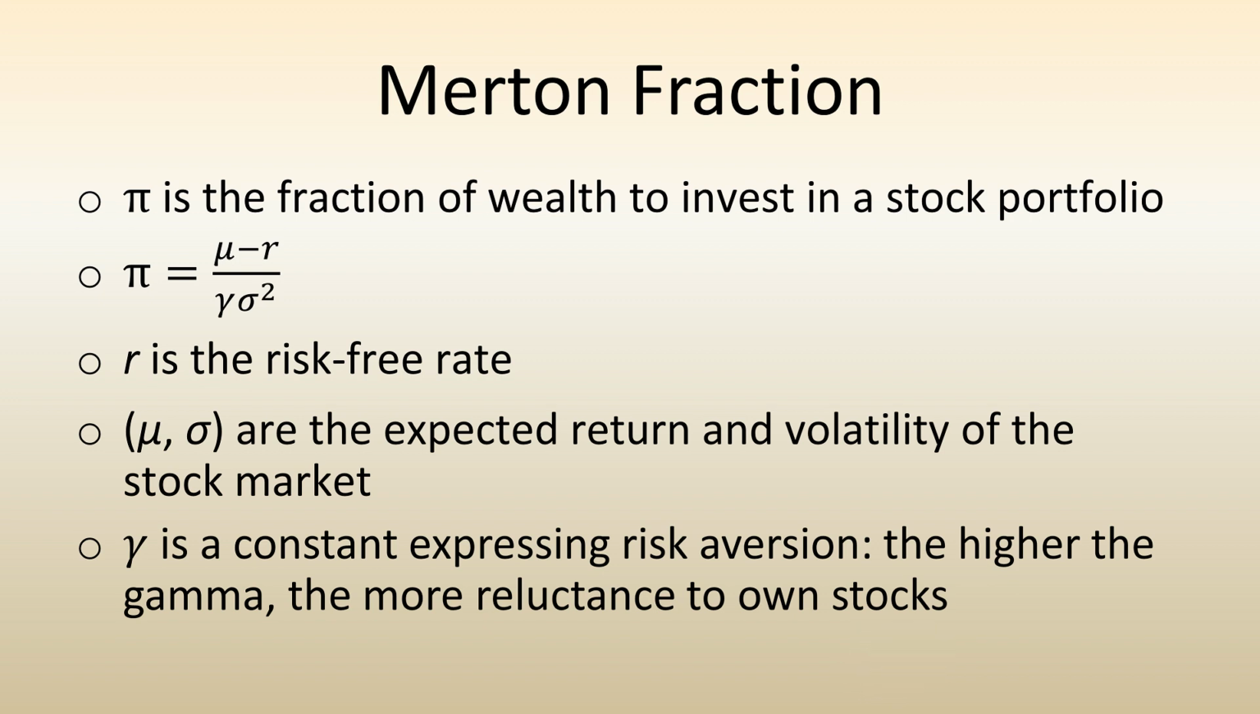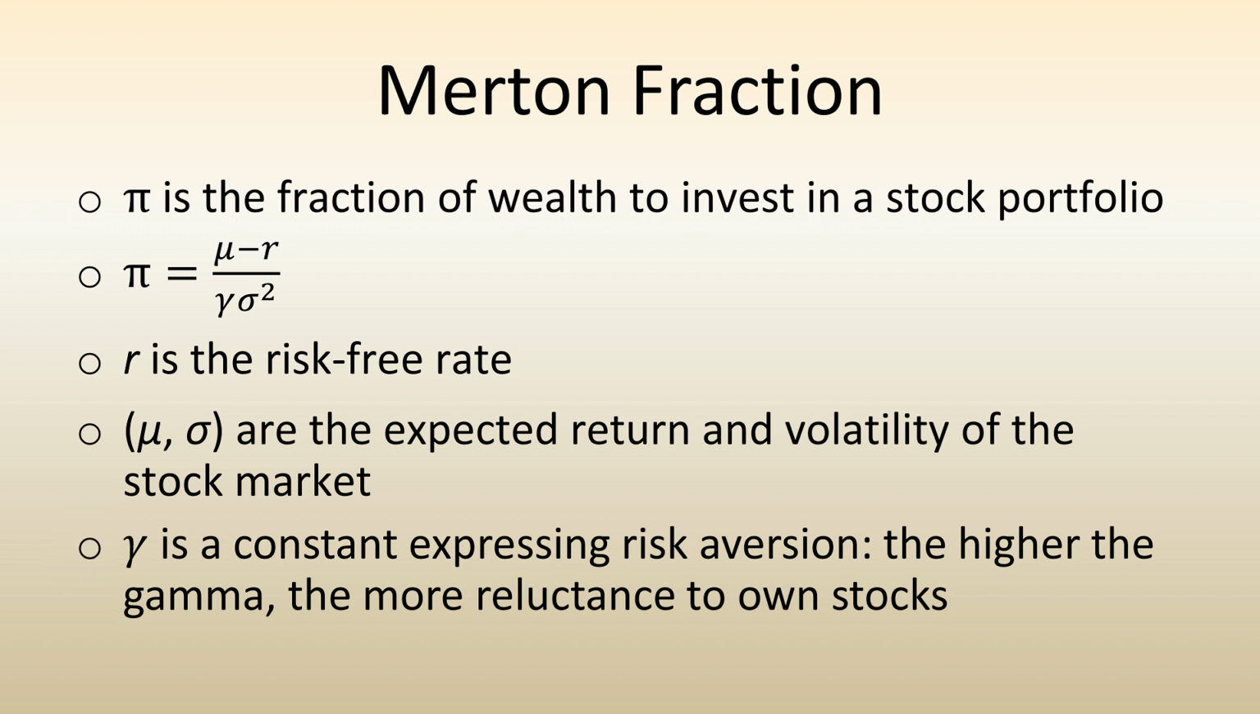The way this formula works is that pi is the fraction of wealth to invest in a stock portfolio. The formula takes into account R, which is the risk-free rate of return, and mu and sigma are the expected return and volatility of the stock market, and gamma is a constant which expresses the risk aversion. The higher the gamma, the more reluctance to own stocks.